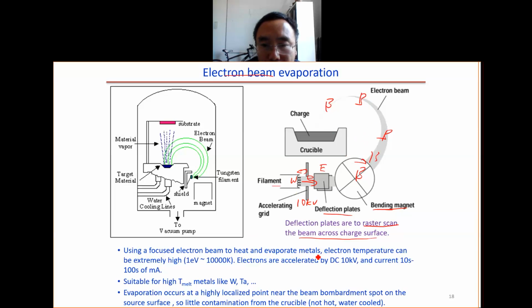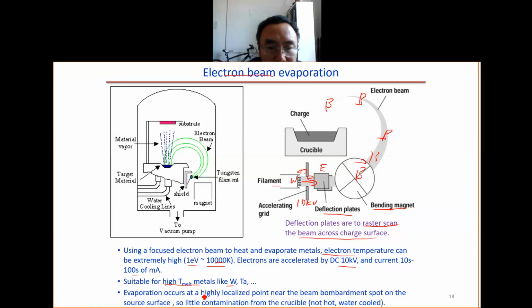The electron temperature can be extremely high. For example, 1 electron volt gives you 10,000 Kelvin. When we have 10 kilo electron volts, you can see the energy is really extremely high, and it will be converted into heat. The current is 10 to 100 milliampere. This is good for high melting temperature metals like tungsten. We can do electron beam evaporation of tungsten, but not by thermal evaporation.